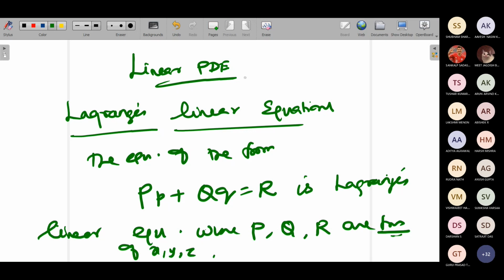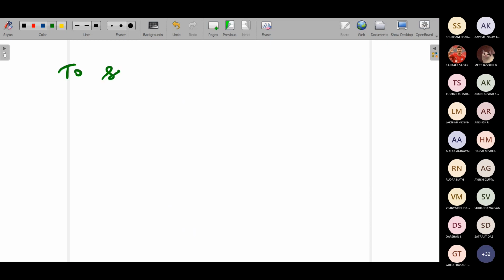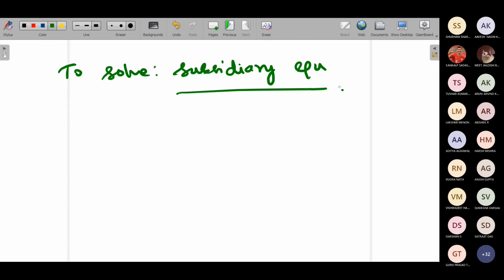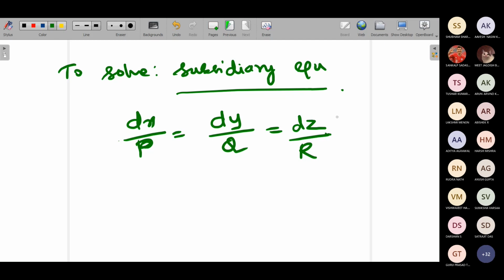So what did I say? To solve this equation, we have to write the subsidiary equation. Using the subsidiary equation, we are going to solve it. What is the subsidiary equation? You write the given equation in the form dx by capital P, dy by capital Q equals dz by capital R. This equation is called the subsidiary equation.